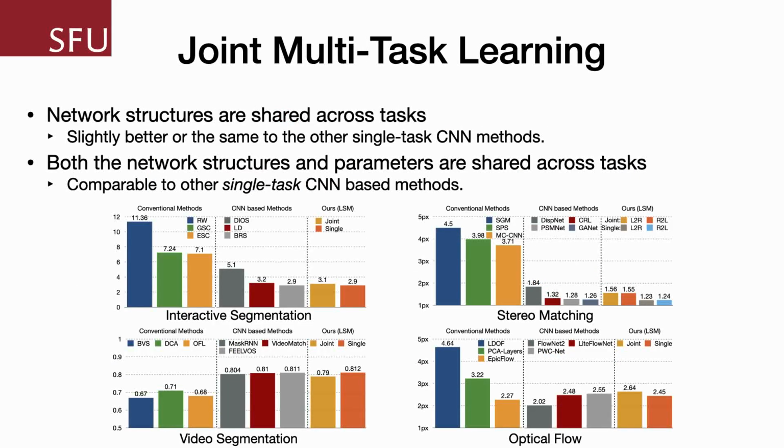For the experiment, we first test the joint multitask learning. In general, when the network structures are shared across tasks, we achieve slightly better or the same performance as other single-task CNN-based methods. When both the network structures and the parameters are shared, we achieve comparable results.